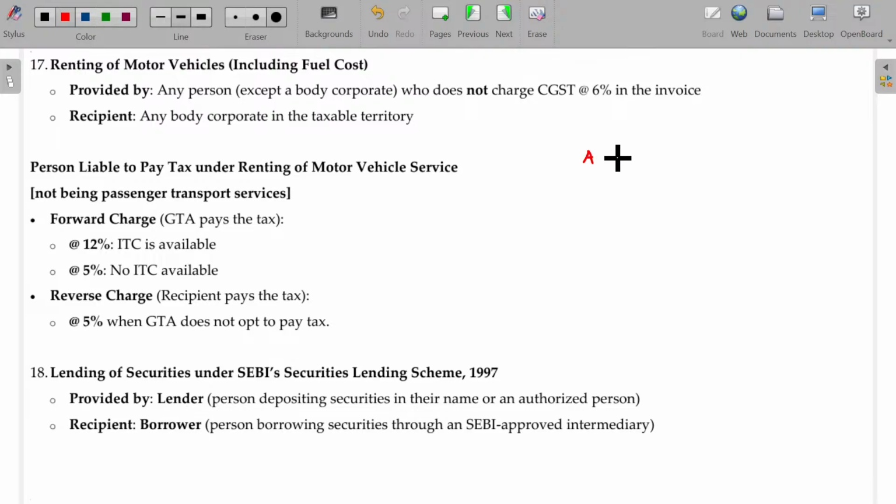A, the recipient being a body corporate. Always remember, the recipient being any body corporate, that too should be in the taxable territory. Taxable territory means it should be in India, where GST is applicable. GST is applicable in India only. In India itself, in some places GST is not applicable, like export oriented units or special economic zones. In those areas, these GST provisions will not be applicable. That's why it is termed taxable territory rather than India.